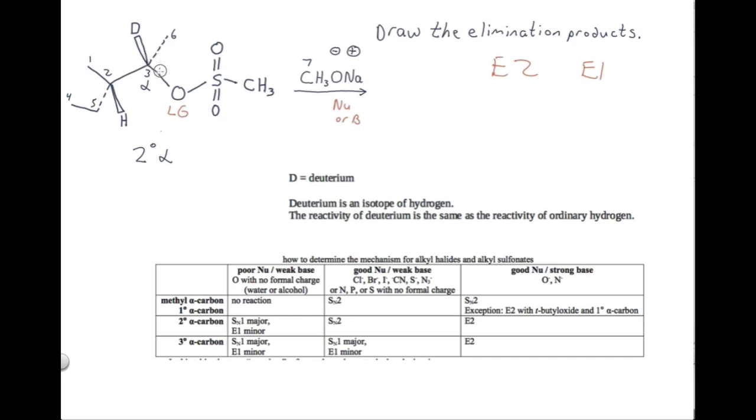With that in mind, we can see that carbon 3 is a secondary alpha carbon because it's attached to two carbon chains, carbon 2 and carbon 6. Clearly this is not a carbon chain, and clearly this deuterium is not a carbon chain. So carbon 3 is secondary. Secondary alpha carbon puts us in the middle row of our table, and we're using O-. So the table predicts an E2 mechanism. That is consistent with our expectation that we were supposed to draw an elimination product, because the E in E2 stands for elimination.